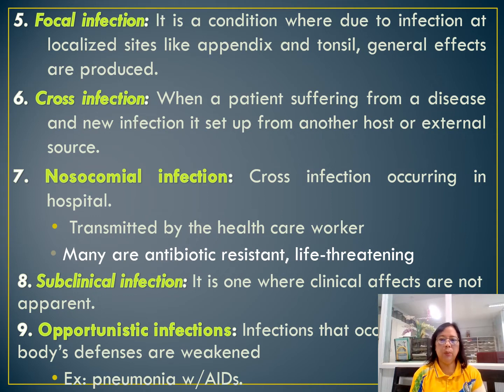And then we have the subclinical infection. It is one where clinical effects are not apparent. So the infection could not be seen, but the infection is there. And then we have also opportunistic infection. These are microorganisms that are really opportunistic. The name opportunistic is really applicable because these microorganisms enter during the period when the body or the immune system of the individual is very weak.